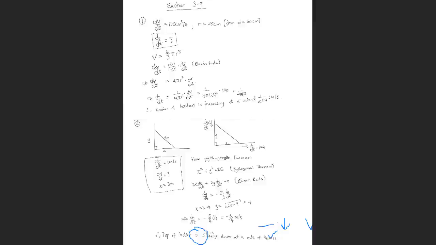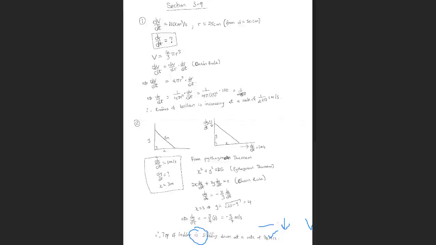All right, the top of the ladder will be sliding down. Sliding down means what? A negative rate, hence the negative sign there. Now ask yourself, what do I know? What don't I know? I know what dx/dt is. So in this piece here, I know what dx/dt is.